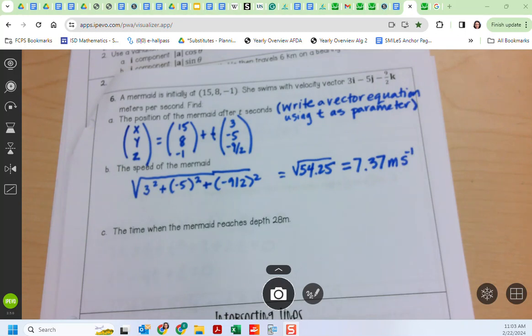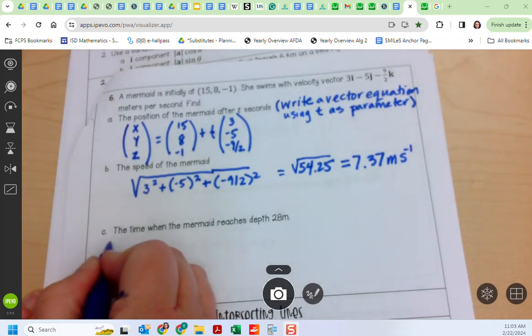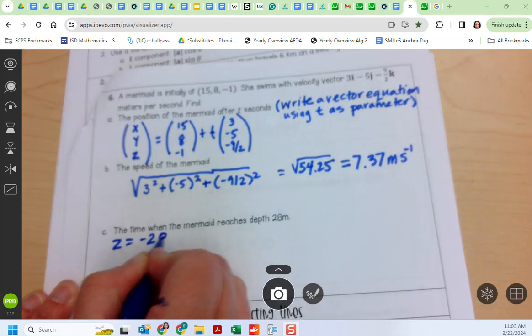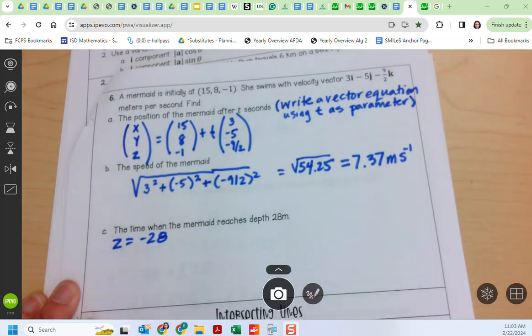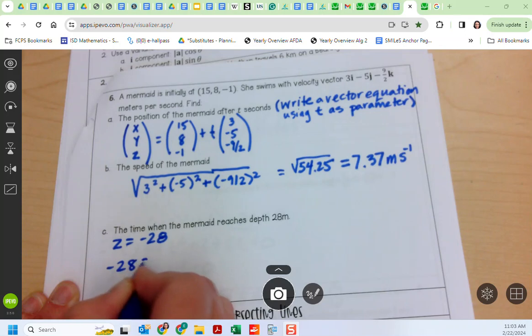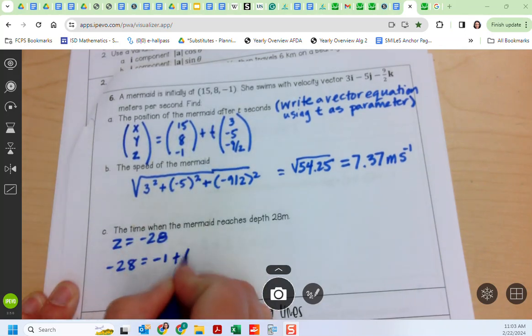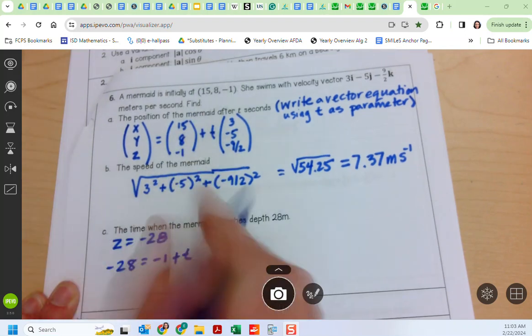All right, when the mermaid reaches the depth of 28 meters, the z value equals what number? Negative 28, because it's below the c, right? So z is negative 28. And we're just going to use the z part of the equation. So negative 28 equals negative 1 plus t times negative 9/2.